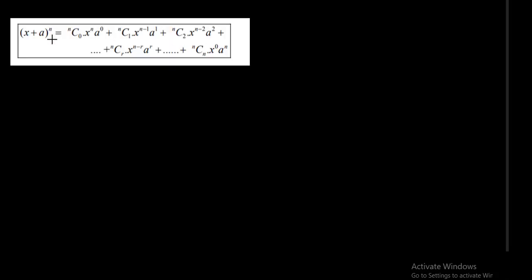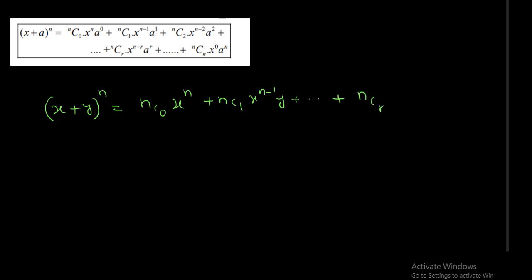Again I want to write. So here it is clearly given, but I don't like this. I will use (x plus y) whole power n only. x plus y instead of y, they took a, that is not a big issue. (x plus y) whole power n, how to write, how to remember. First nC0 into x power n, next nC1 into x power n minus 1 into y, plus so on, plus nCr into x power n minus r into y power r, plus so on, plus nCn into y power n. In this way, you need to remember, students.